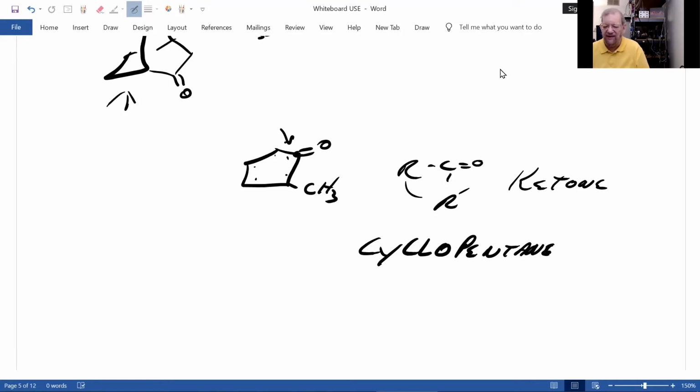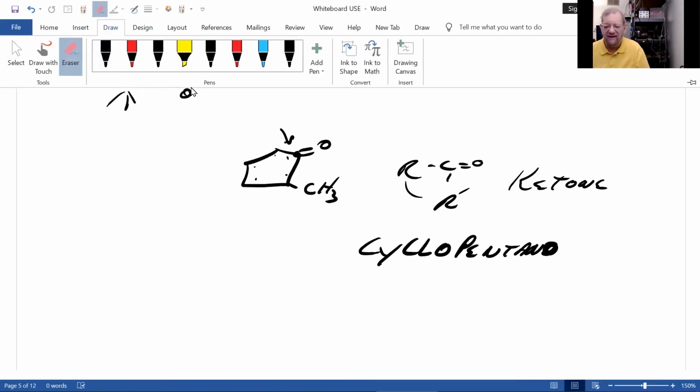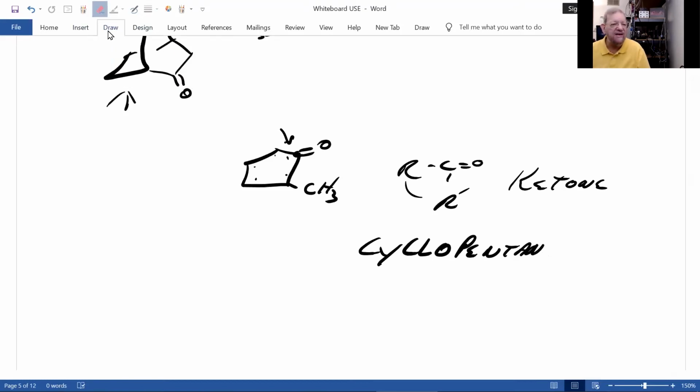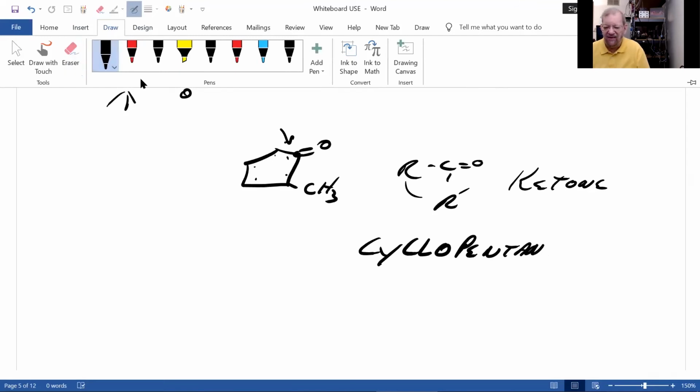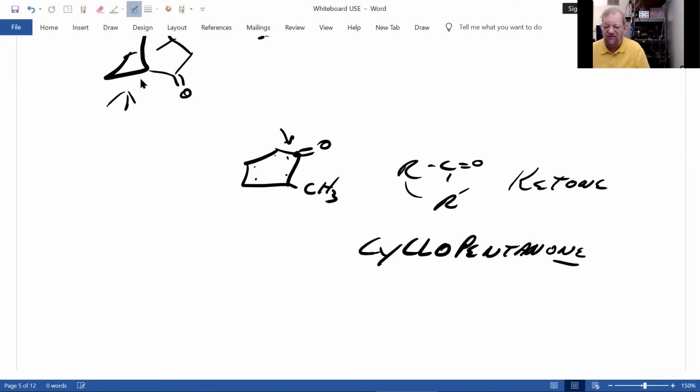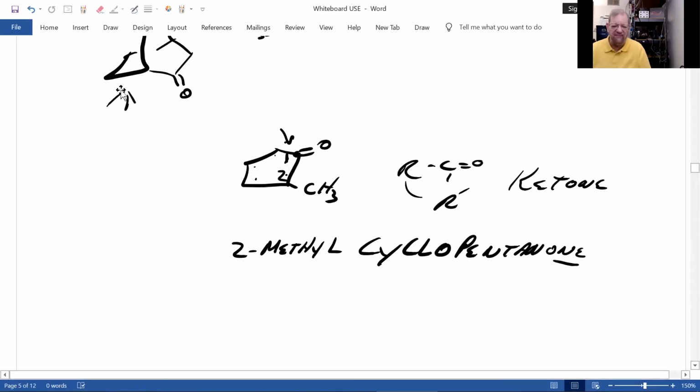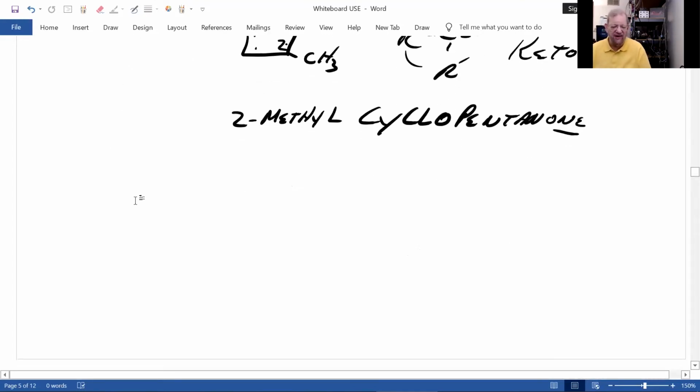And you drop the E, make it ONE, because it's a ketone, cyclopentanone. This is carbon 1. This has to be 2, and that'll be 2-methyl cyclopentanone. Now, there are 2 skills, and the other skill is a nomenclature. Here's the name, draw the structure. We did acyclic. Let's try a ring.